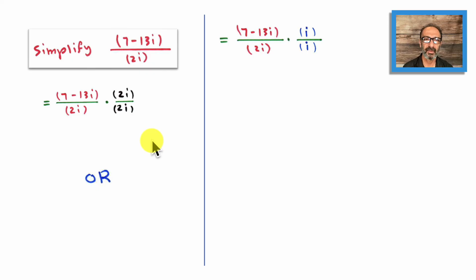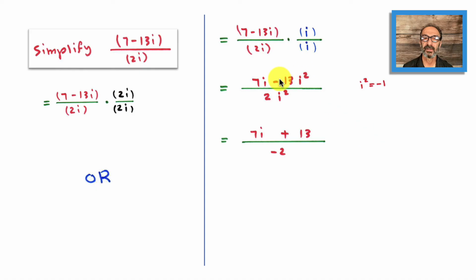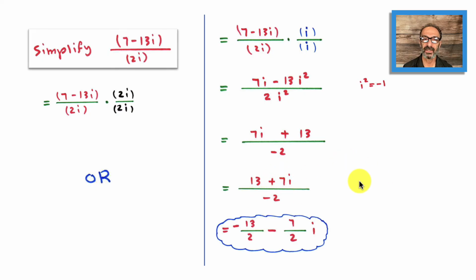So if you multiply top and bottom by i, what do I get? Bottom part is 2i times i. That's 2i squared. That's my focus. i squared is going to be negative 1. Top part, you just do distributive. 7 times i, and 13i times i. Don't forget the minus sign. And i squared is negative 1. And that's going to make this positive. And that's going to make this negative. Rearrange. Split them into two parts to see the complex number. That's negative 13 over 2 minus 7 over 2i.